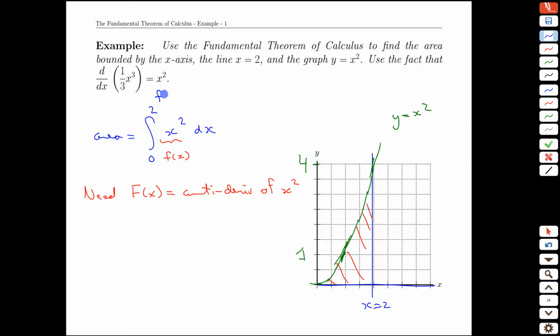If we have our little f of x is x squared, and we want to do the antiderivative, well, we're going to get 1/3 of x cubed. Because if I differentiate 1/3 of x cubed, I get back to x squared. So we have the antiderivative this way and the derivative this way. So 1/3 of x cubed is what we're looking for to apply our fundamental theorem of calculus.